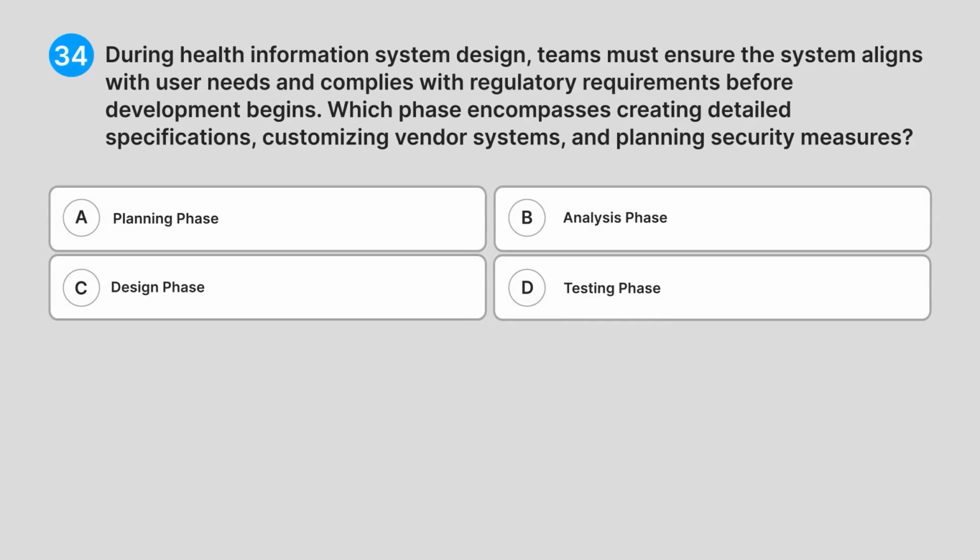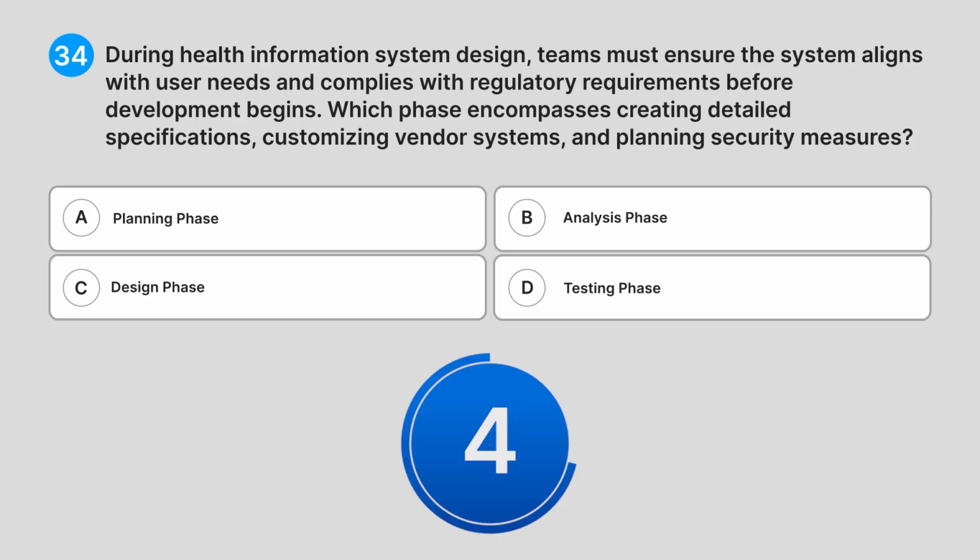34. During health information system design, teams must ensure the system aligns with user needs and complies with regulatory requirements before development begins. Which phase encompasses creating detailed specifications, customizing vendor systems, and planning security measures? A. Planning phase. B. Analysis phase. C. Design phase. D. Testing phase. Do you know the answer?